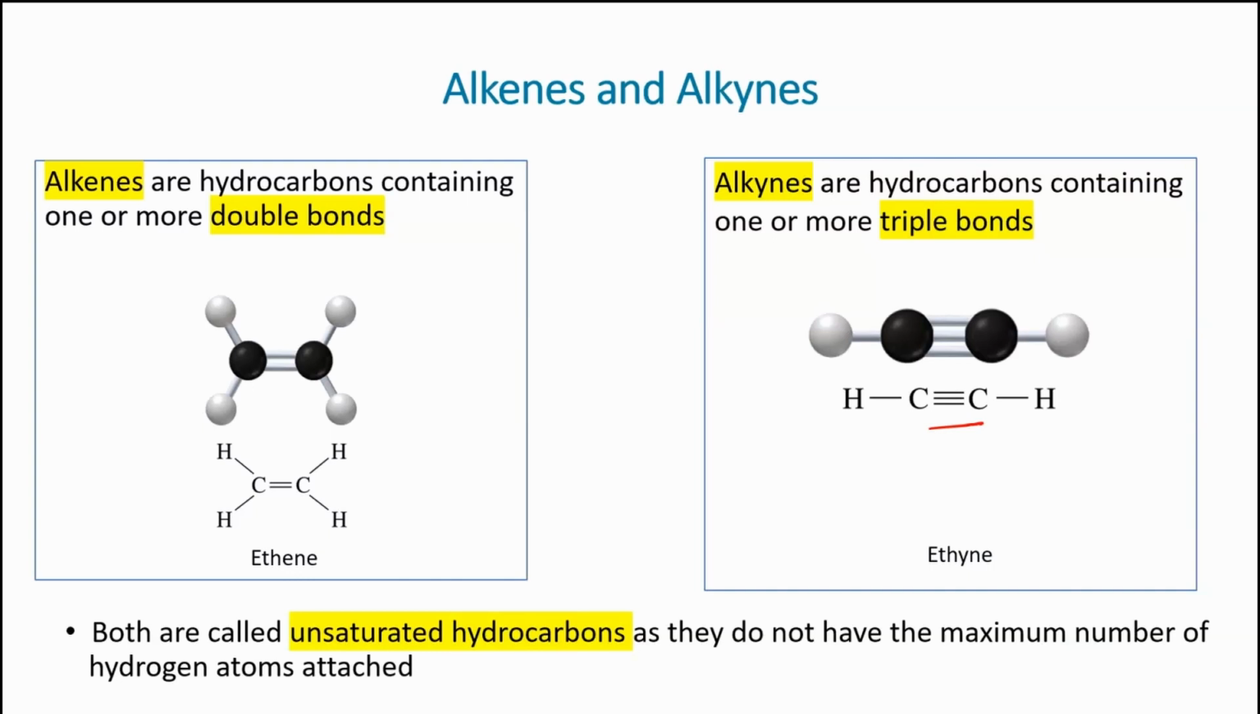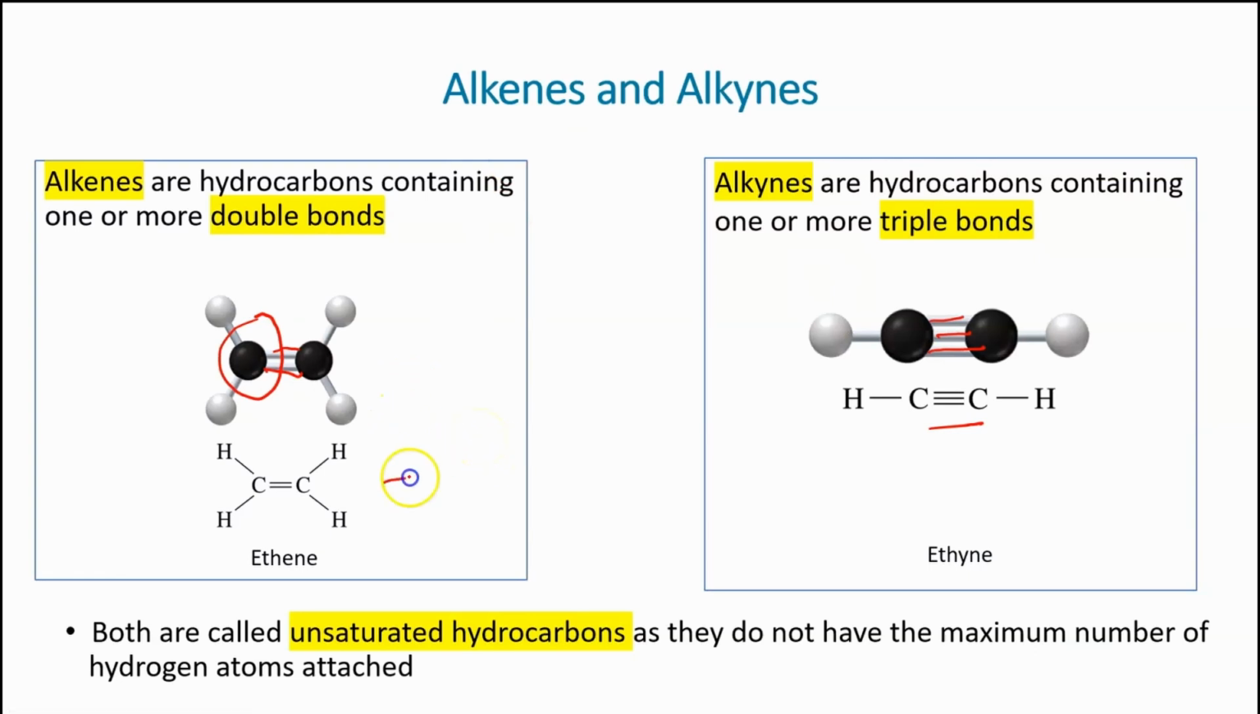Both alkenes and alkynes are called unsaturated hydrocarbons because the carbons do not have the maximum number of hydrogen atoms attached. But still, as you can see in here, all the carbon atoms still make 4 bonds. In alkenes, 2 of them will be double bonds, and in alkynes, 3 of them will be triple bonds.